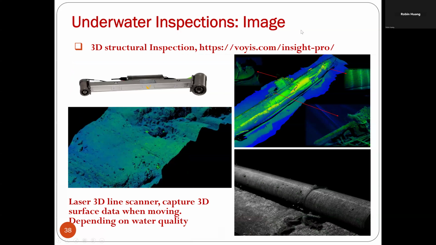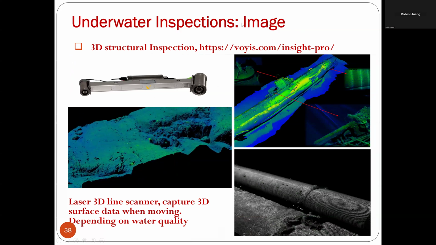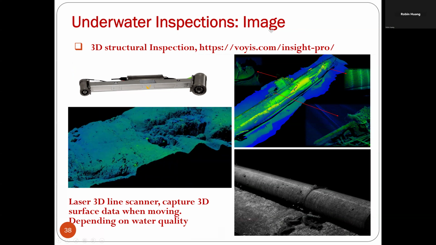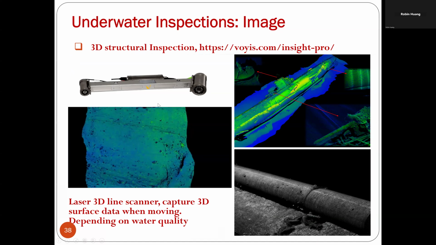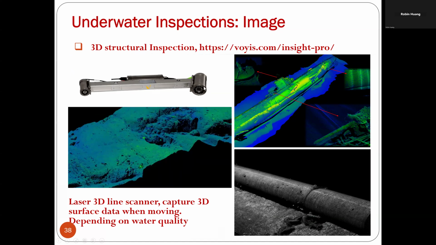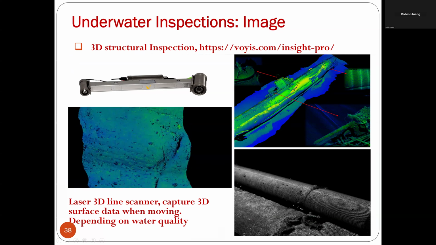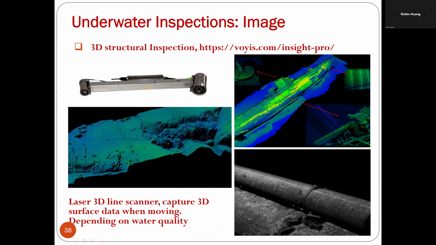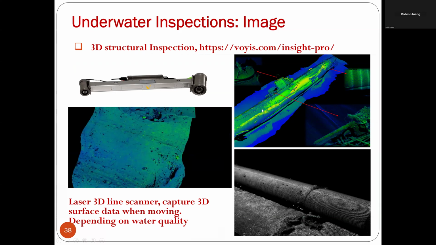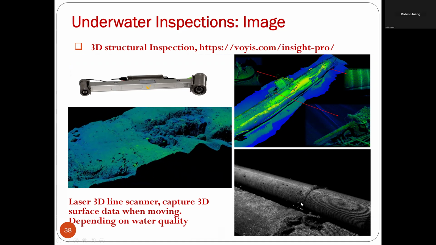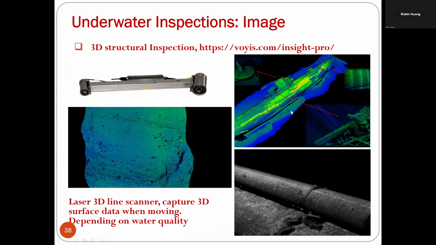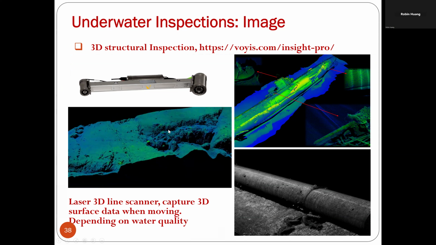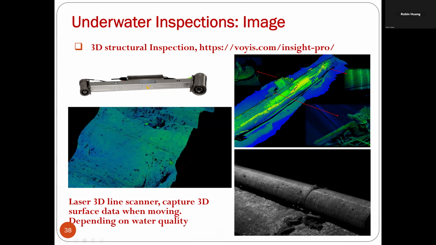For underwater inspection, I see three technologies on this page. The first is image technology, where you use a camera or a 3D camera. For example, this one is stereo vision. It uses two cameras to take pictures underneath and build a 3D model of the underwater structure. You need clear water. If the water is muddy, this one won't work.